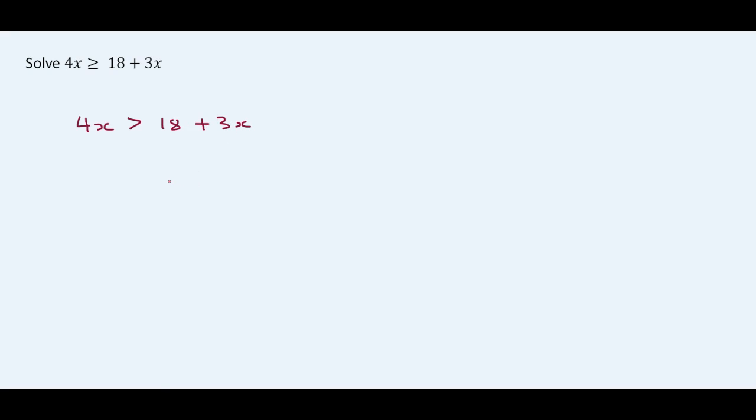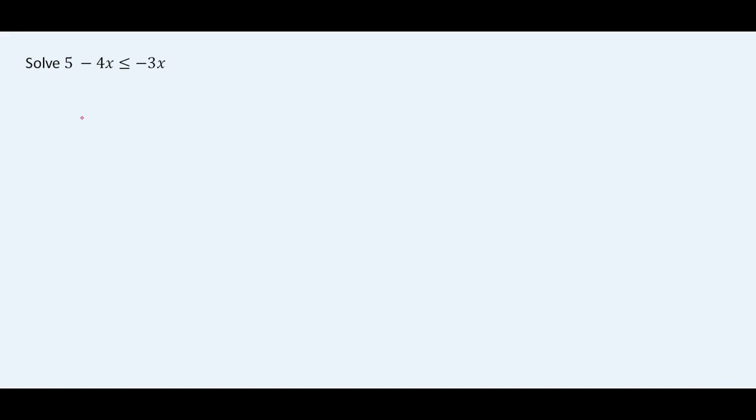We're going to isolate the variables because we have variables on both sides of the inequality. I'm going to subtract 3x here and subtract 3x here. So I have 1x is greater than 18. So we can write this as x greater than 18.